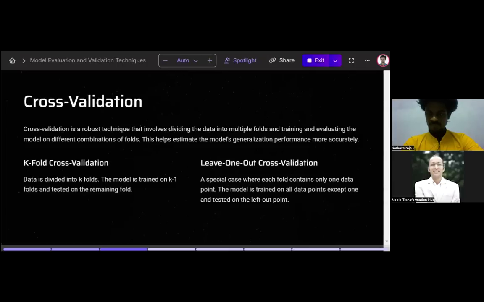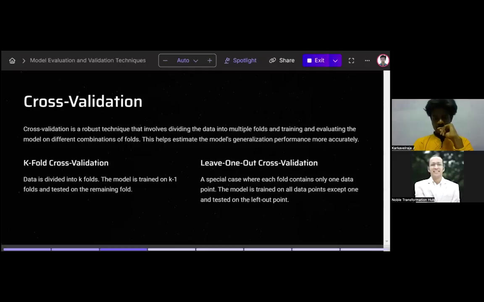So suppose 60% of the data you train on, and 40% you test, right? 60/40, you can do that. So k minus 1 means that. If you just understand simply, this is like 60% train and 40% test. Then leave one out cross validation is a special case where each fold contains only one data point. The model is trained on all the data points except one, and tested on the left out point.